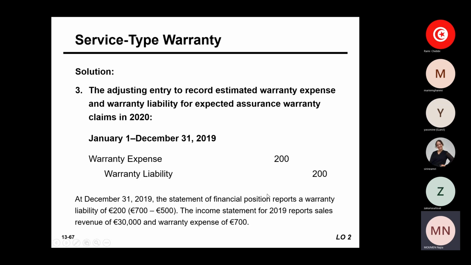And of course, the income statement will be reporting what? Will be reporting warranty expense of 700. That's the 200 plus the 500. But also it will be reporting sales revenues of $30,000 or euro. Okay. So that's December 31, 2019.